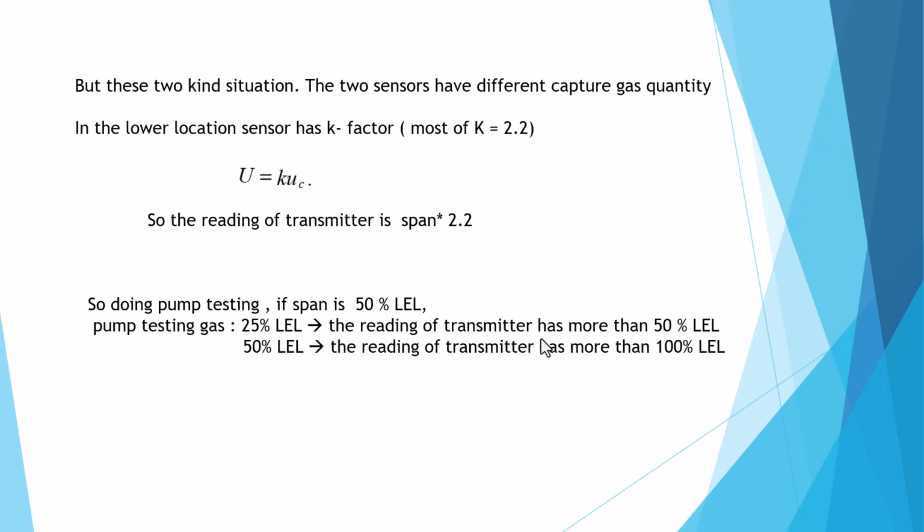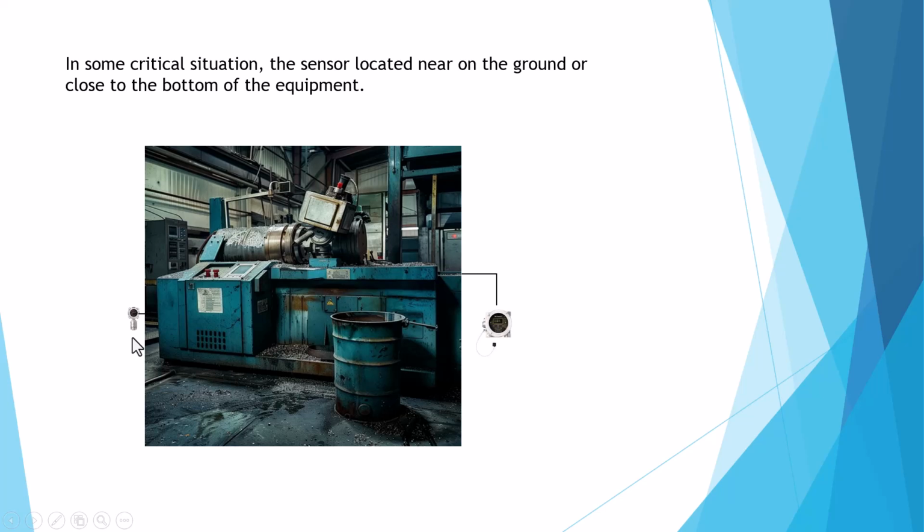But if you use the K factor for a pump test, for example, in here we do a pump test with a concentration. First, if your concentration is 25% LEL, the transmitter reading is more than 50% LEL. Okay, he has the 2.2 K factor. If your concentration is 50% LEL, the transmitter reading is 100% LEL. So here we use the K factor in the gas detector just for safety, so that it activates as soon as possible to detect gas leakage. Okay.